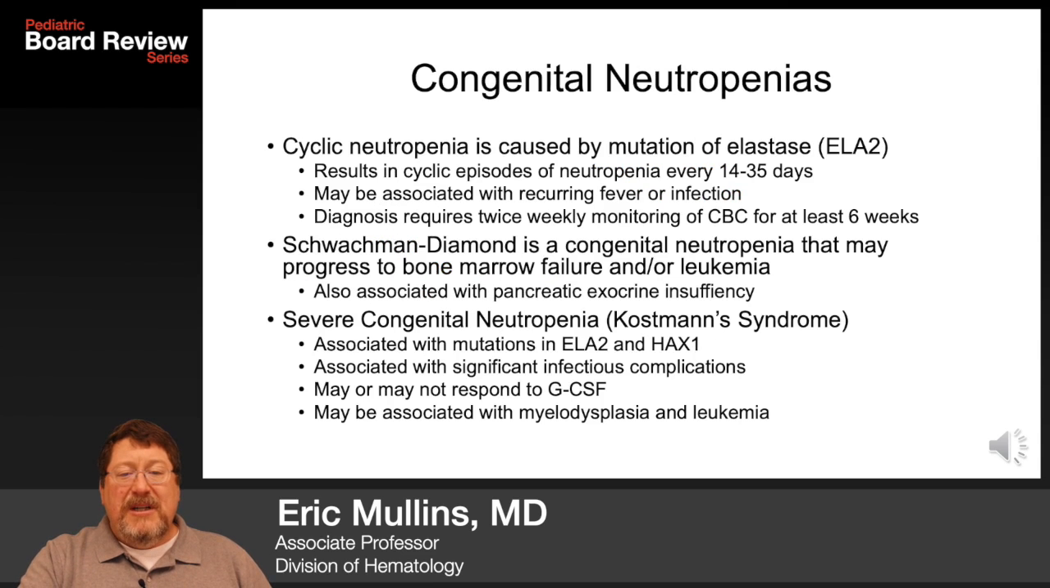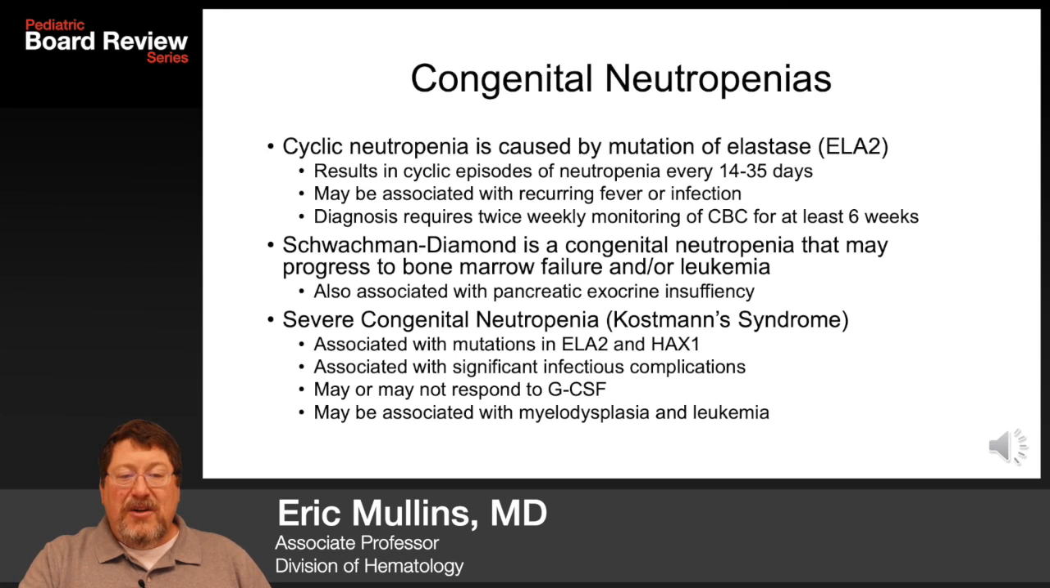There are also several congenital neutropenias. Cyclic neutropenia may be associated with cyclic fevers. The cycles can range from every 14 to 35 days and is associated with elastase mutations. You have to measure these CBCs twice weekly to make sure that you're really capturing the cycles.